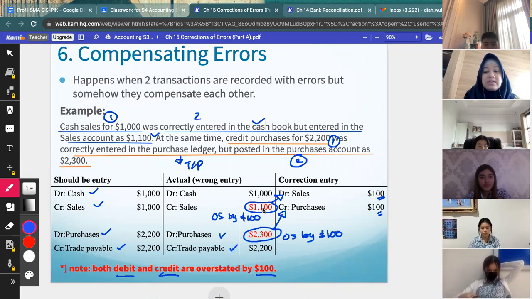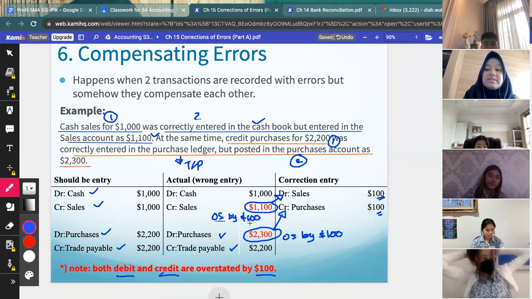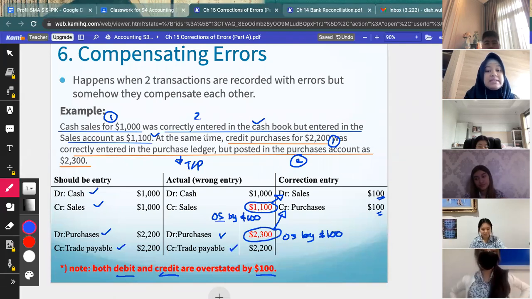This transaction will make your trial balance in the credit side overstated by 100. Your credit side now is overstated by 100. Clear, yeah, with that? Okay. Now, it is not equal. Let's see the second transaction.